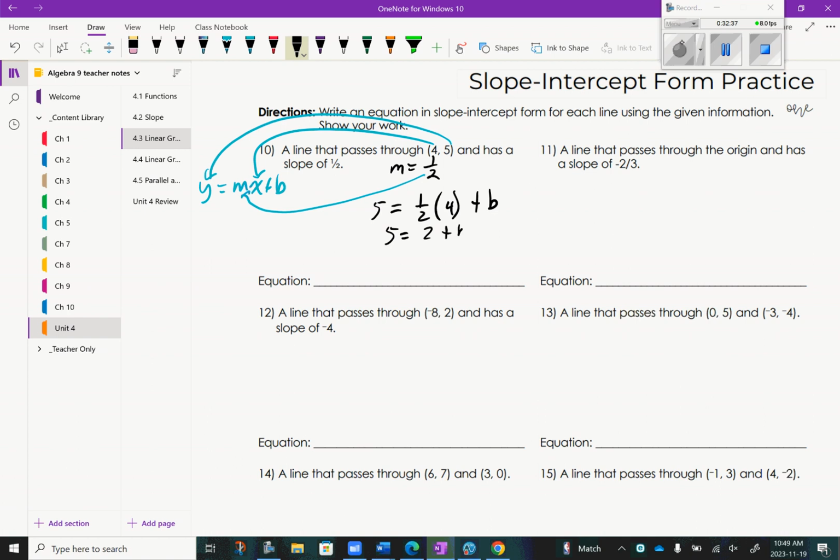Half of 4 is 2. I don't want to know what 2 plus b is. I want b all by itself, so I'm going to subtract 2 from both sides. b equals 3. So my equation becomes y is equal to 1/2 x plus 3. Now that I know what my value for b is, and I know what my value for m is, I can just write the equation.